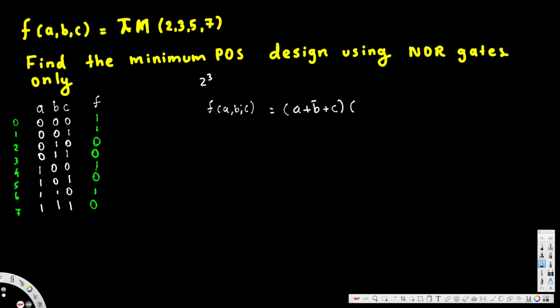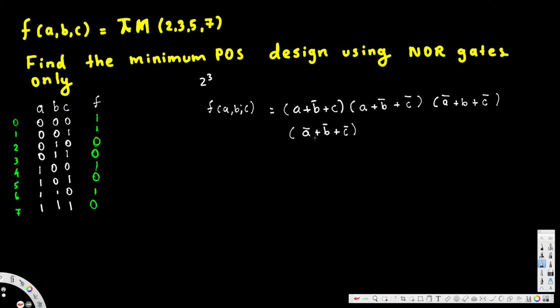And the next one is 0, 1, 1. So A is already 0, then B we have to complement, and C we have to complement, and that's going to give us 0. So here we are going to have A plus B complement plus C complement. And the last one is going to be 1, 1, 1: all three have to be complemented in order to get a 0. So A complement plus B complement plus C complement, and that's going to give us 0.